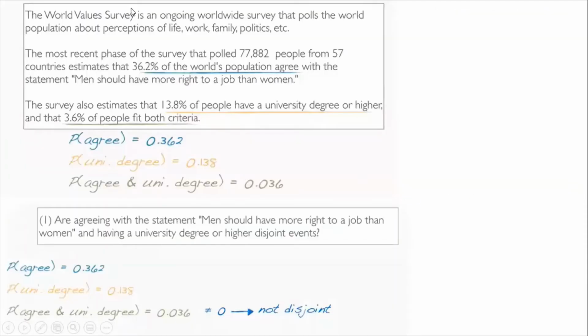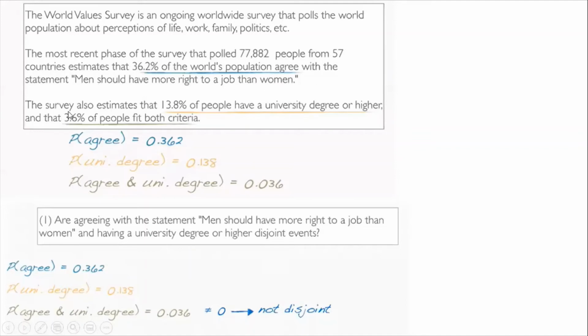Anyway, let's go to another survey, the World Values Survey, which covers perceptions of life, work, family, and politics. They used a very large sample, 77,000 people from 57 countries, and estimated that 36.2% of the world population agree with the statement that men should have more right to a job than women. So only around 35% agree with this statement.